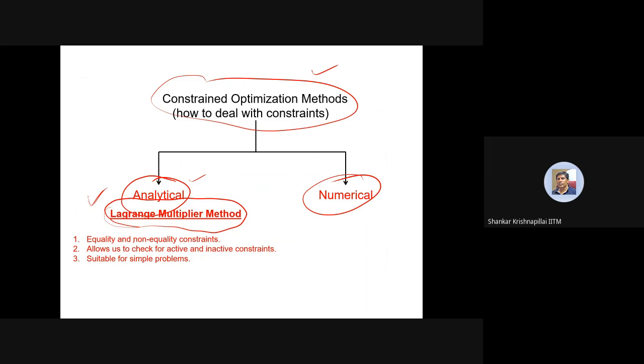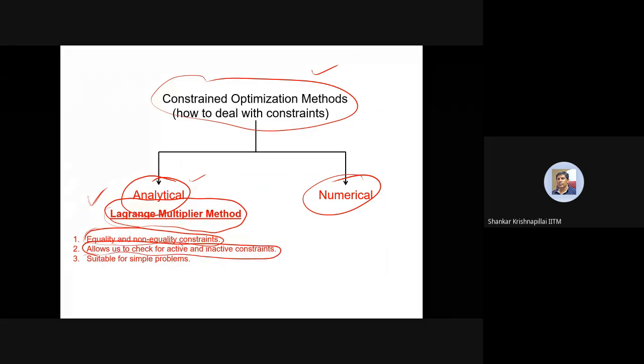This Lagrange multiplier method can be used for equality and inequality constraints, and it allows us to check for active and inactive constraints. As I told you in the earlier lecture, a constraint can be active or inactive. If a constraint is inactive, you can simply neglect it and just find the global minimum. And if a constraint is active, then you solve for the intersection of the equation of the constraint and the objective function. So the solution will lie on the boundary of the constraint.